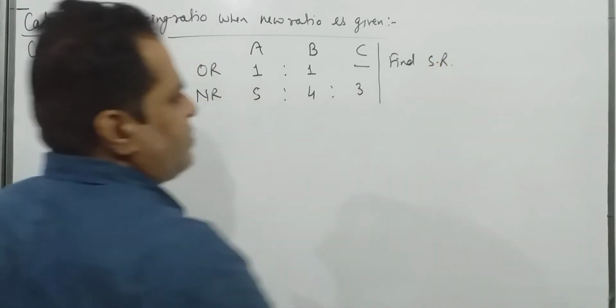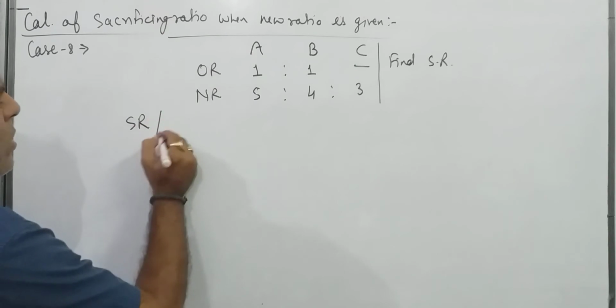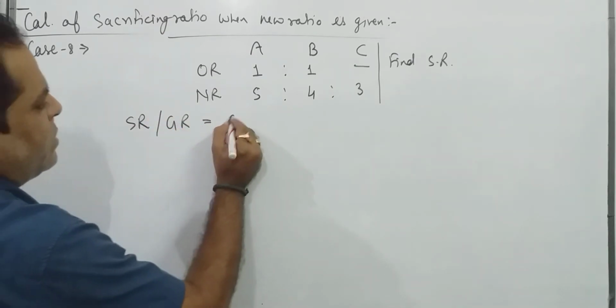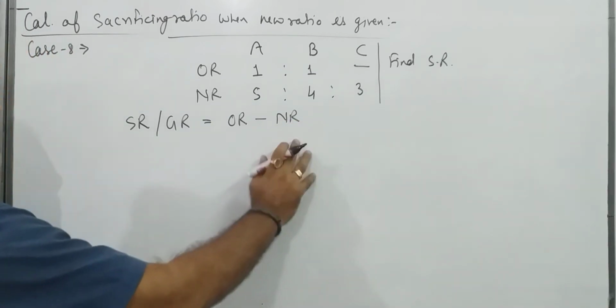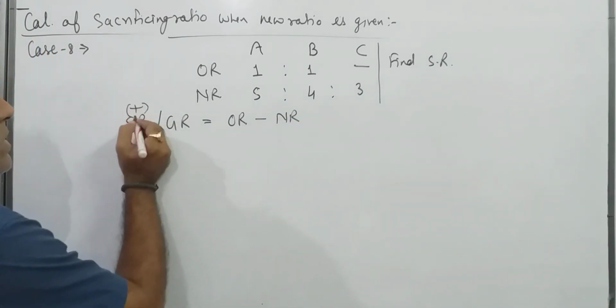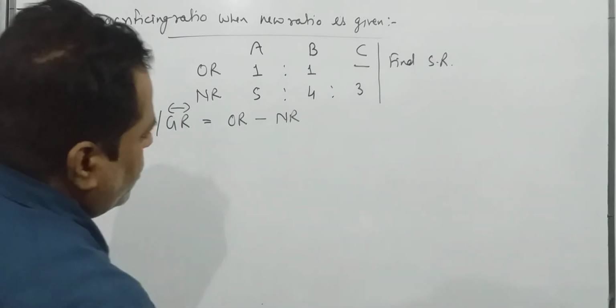the sacrificing ratio. So see, the formula of sacrificing ratio or gaining ratio is old ratio minus new ratio. If your answer is positive, then it is sacrificing. If your answer is negative, it is gaining. So I am going to apply the formula.